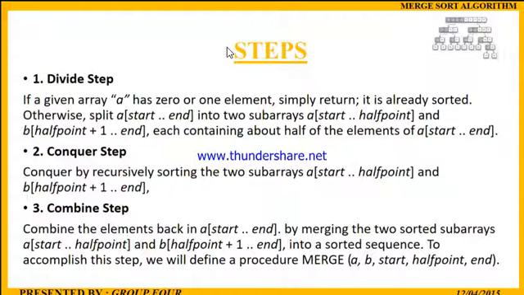Then the conquer step will conquer by recursively sorting the two sub arrays. That's the A, which starts and ends at the half point, and then the B, which starts from the half point plus 1 and ends at the end of the large array. Then we combine them to get our sorted array.